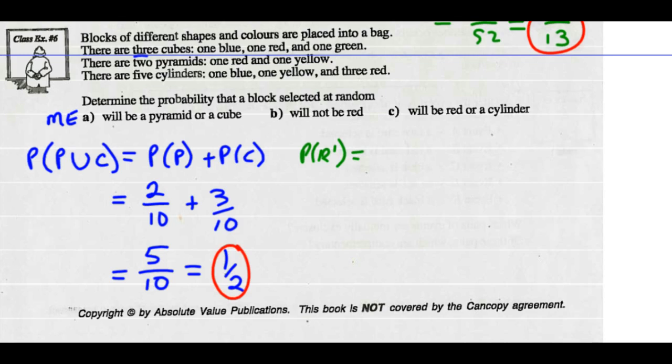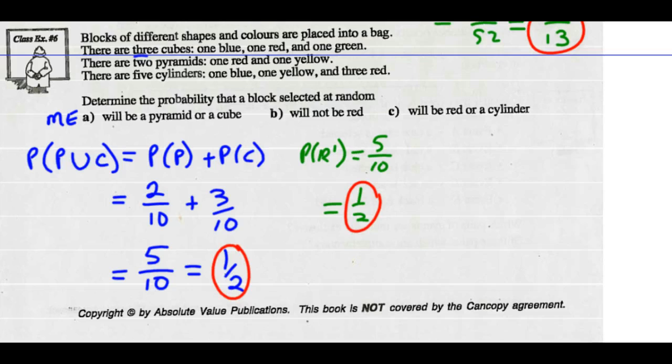Well, if you look, there are 1 blue, 1 green, 1 yellow, another blue, another yellow. That's 5. 5 out of 10. So again, a 1 out of 2 chance of the item chosen not being red.